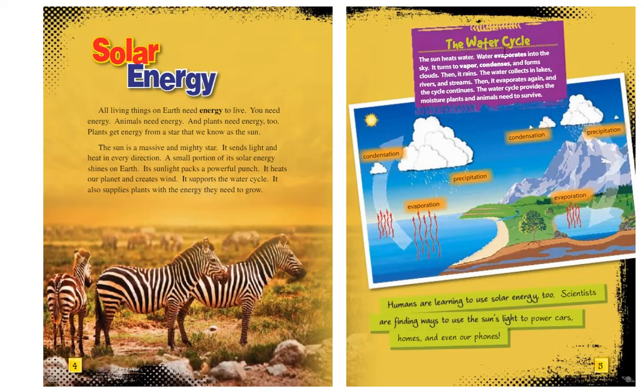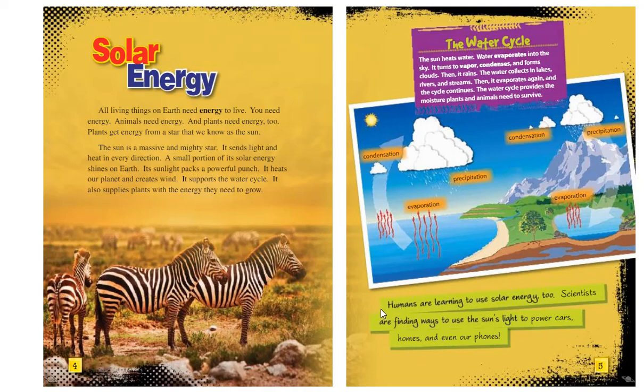So a bit about the water cycle here. The sun heats water, like the sun in that picture heating the water of the ocean there. Water evaporates into the sky. It turns to vapor, condenses, and then forms clouds. Then it rains. The water collects in lakes, rivers, and streams. Then it evaporates again, and the cycle continues. The water cycle provides the moisture plants and animals need to survive.